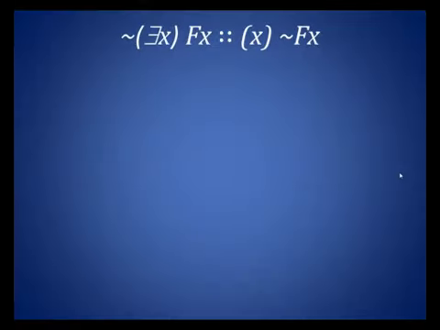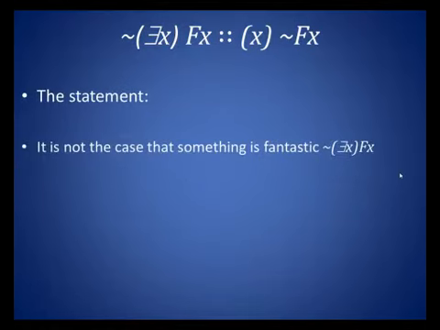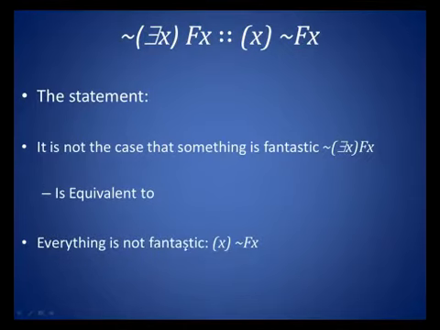All right, so last but not least of these, I have it's not the case that there exists an x such that it's fx is logically equivalent to for all x, x is not f. So if we look at the way it breaks down in English, what we're saying is it's not the case that something is fantastic. Right? There does not exist a single x that x is fantastic. In other words, it is not the case that there is something in the universe that's fantastic, which of course means everything is not fantastic.